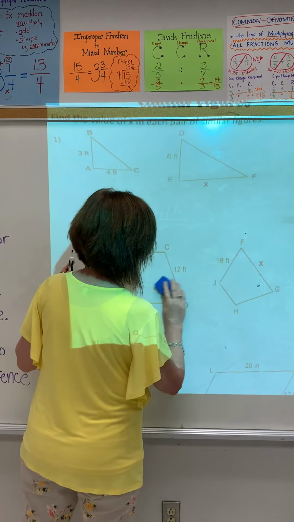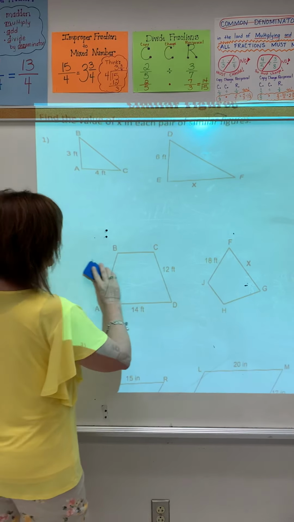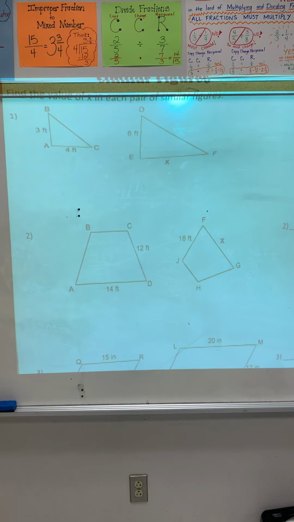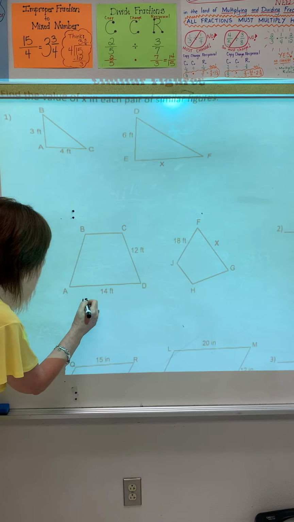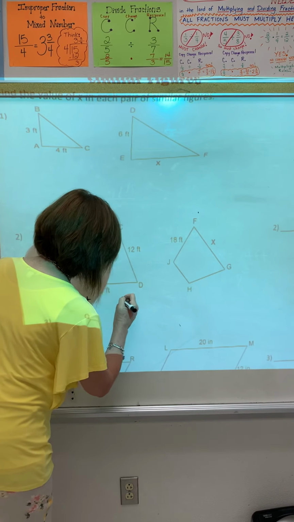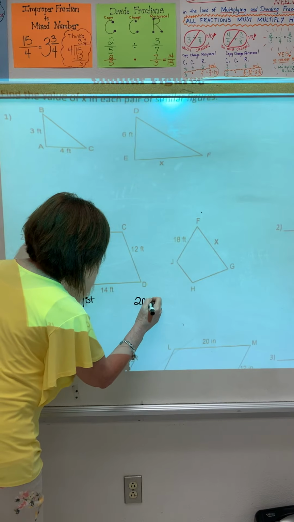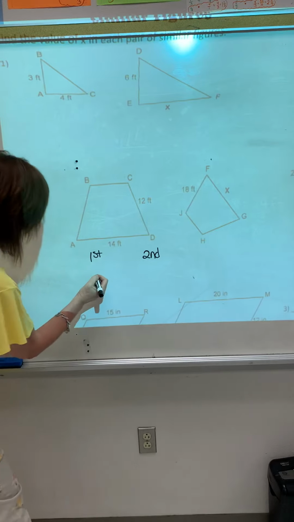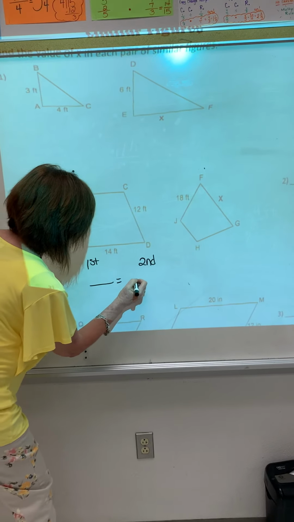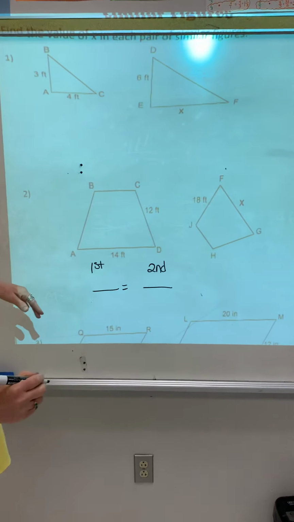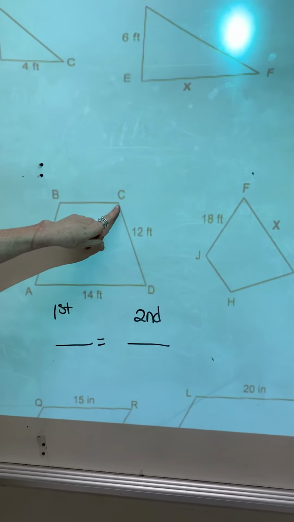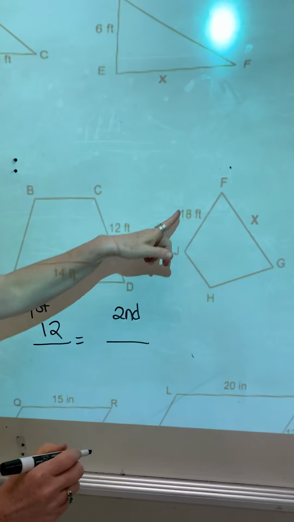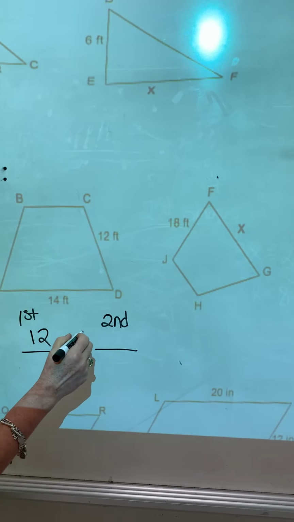Okay, for the second one, we have a trapezoid shape that we're looking at. So I'm going to make sure that I do the same thing again with the first shape and the second shape. And I'm going to make sure that I'm lining my sides up so that I'm comparing corresponding sides. So information about the first shape. I can see that I was given the length for 12, which is equal in proportion to the length of 18.